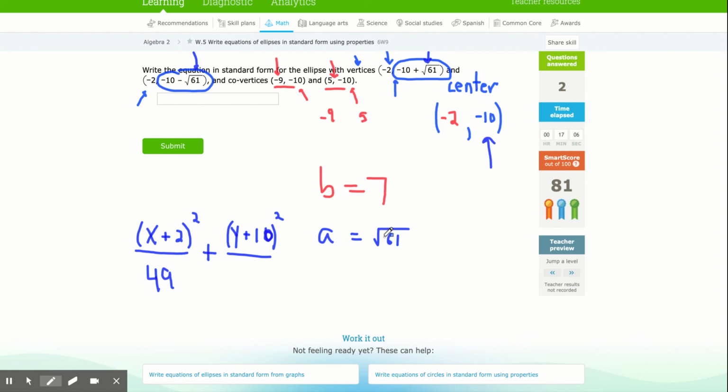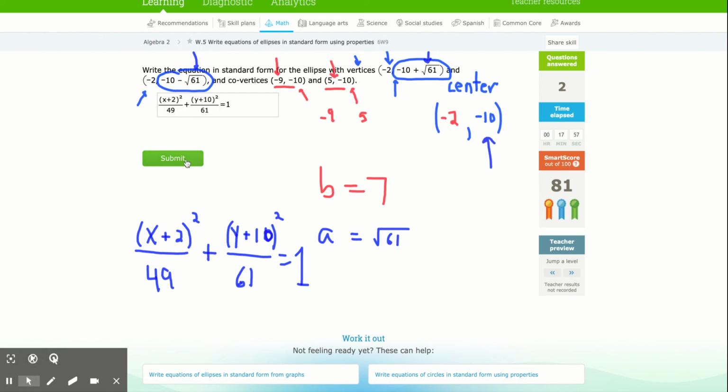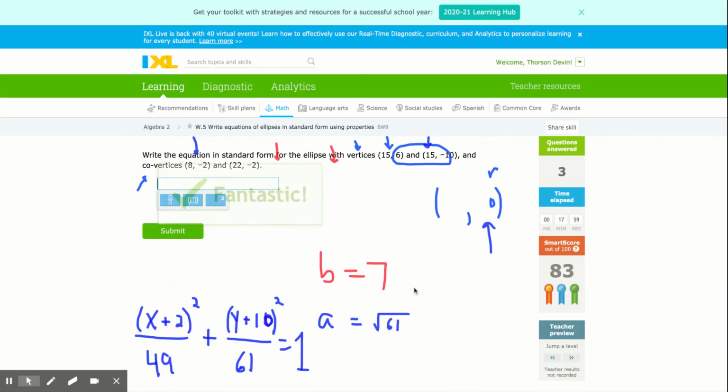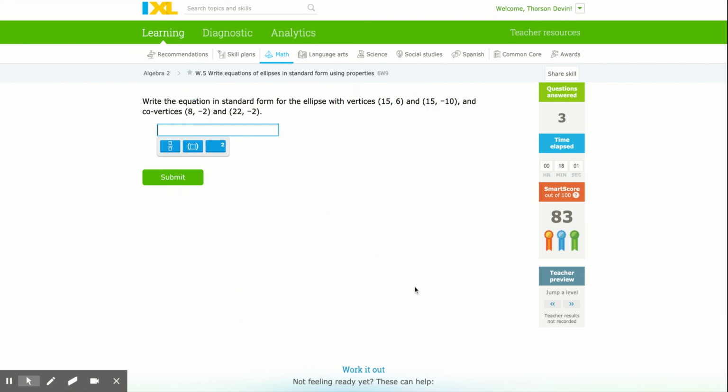Well, what happens when you square a square root? It cancels, and we're left with 61, which is bigger than 49, so that makes sense, equals always 1. So I'm going to go type that in. Now that I've typed that in, let's see how I did. Fantastic.